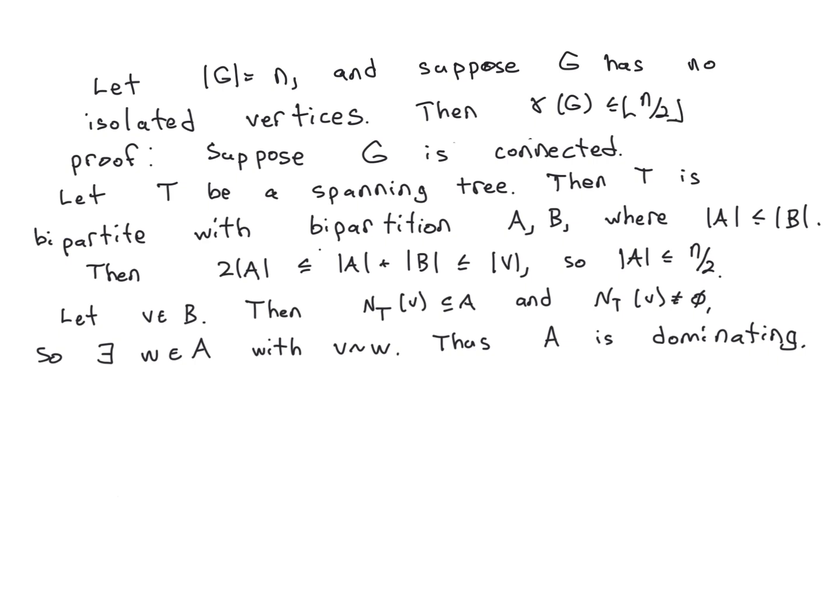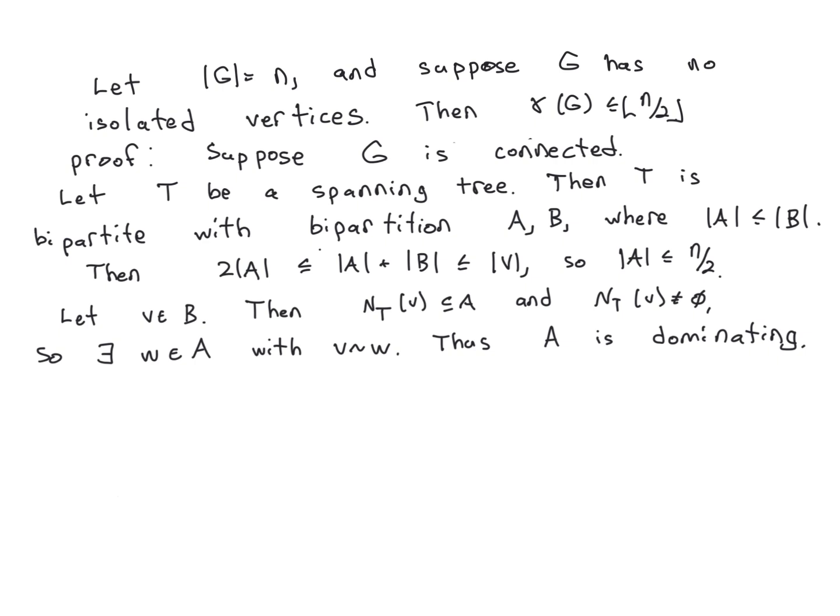So first we're going to look at the case where G is a connected graph. Well, if a graph is connected, it has a spanning tree. Trees are bipartite graphs, so given the tree T, you can give it a bipartition A and B. We're going to name the parts of the bipartition so that A has fewer vertices than B. And what do we see? Well, twice the size of A is at most the sum of the sizes of A and B. A and B comprise every vertex. So as a result, we see that the size of A is at most the number of vertices divided by 2. So it's the right size that we want.